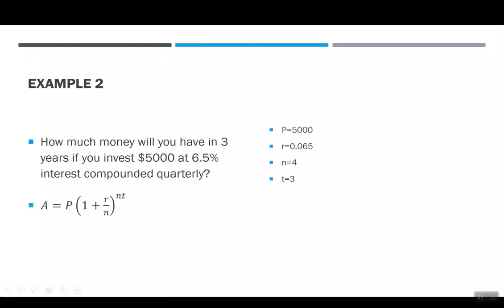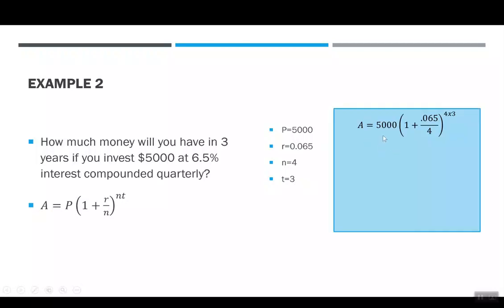Let's bring back our formula, A equals P times (1 plus R over N) to the NT, and let's plug our pieces into that formula. So you can see here I have A is 5,000 times (1 plus 0.065 over 4) to the 4 times 3. How you put this in your calculator is really dependent on your calculator. I find it really helpful to do this one simple step of 4 times 3 is 12 before you try to use your calculator to do the whole amount.